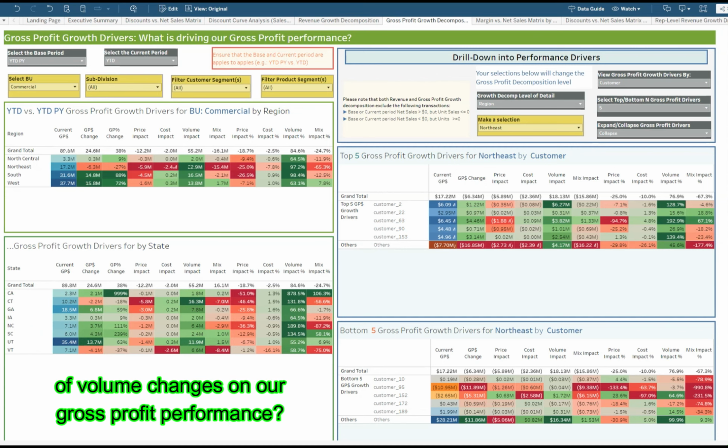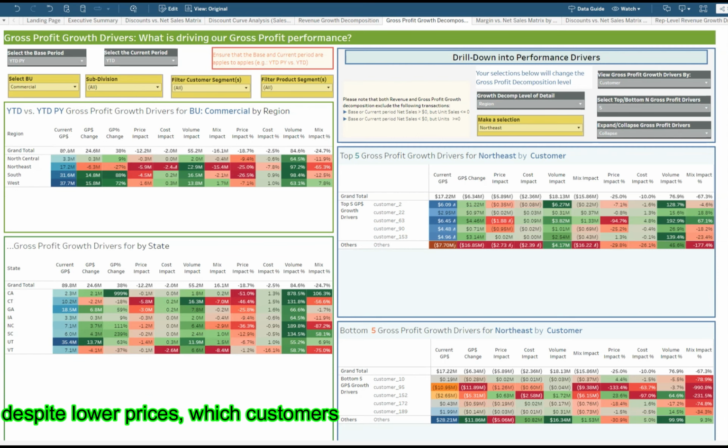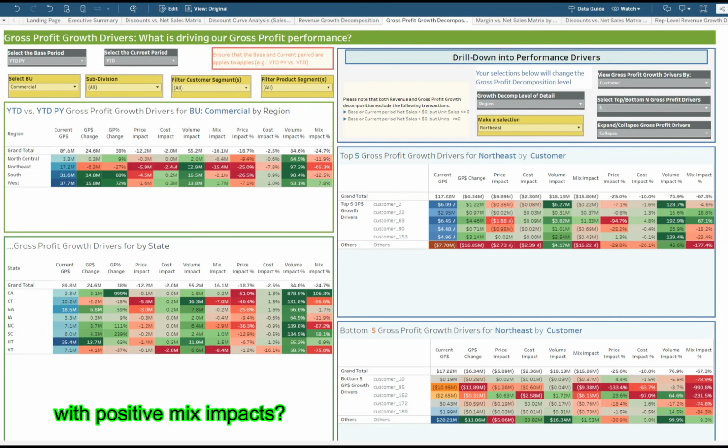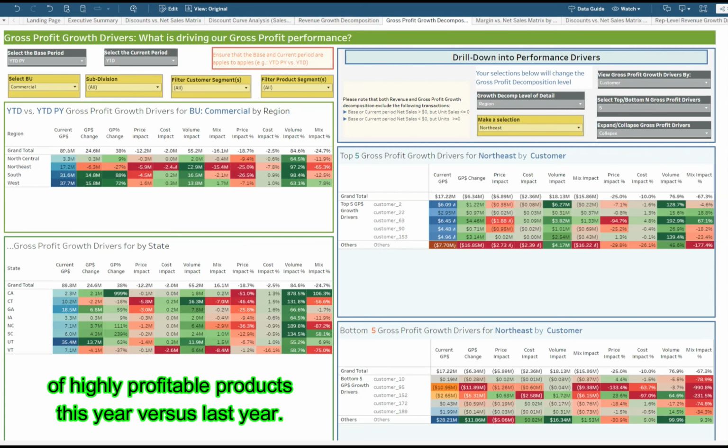What is the impact of volume changes on our gross profit performance? Which customer segments or products drove substantial volume losses despite lower prices? Which customers or products increased volume despite higher prices? What are the learnings we can get from this? And lastly, it gives us deep insight into the impact of customer and product mix. What areas have we offset a negative price realization with positive mix impacts? In other words, despite lower prices, we have sold a higher portion of highly profitable products this year versus last year.